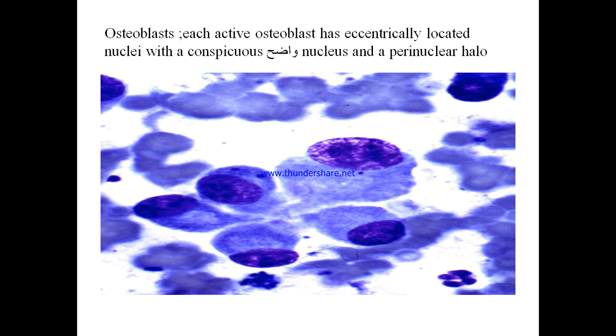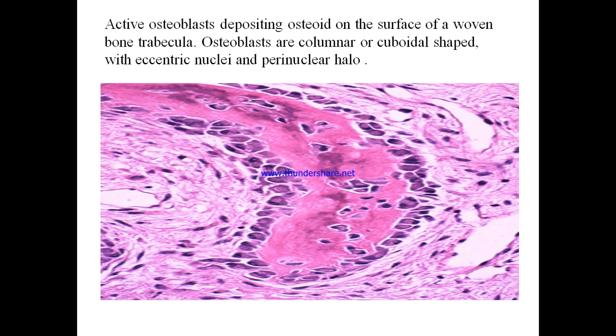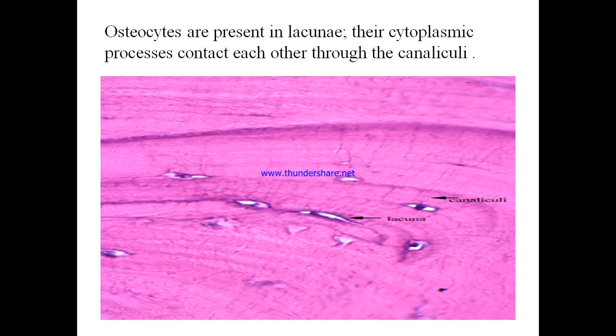Osteoblast: each active osteoblast has eccentrically located nucleus with conspicuous nucleolus and perinuclear halo. Osteoblasts are columnar or cuboidal in shape with eccentric nuclei and perinuclear halo. Osteocytes are present in lacunae. Their cytoplasmic processes contact each other through the canaliculi.